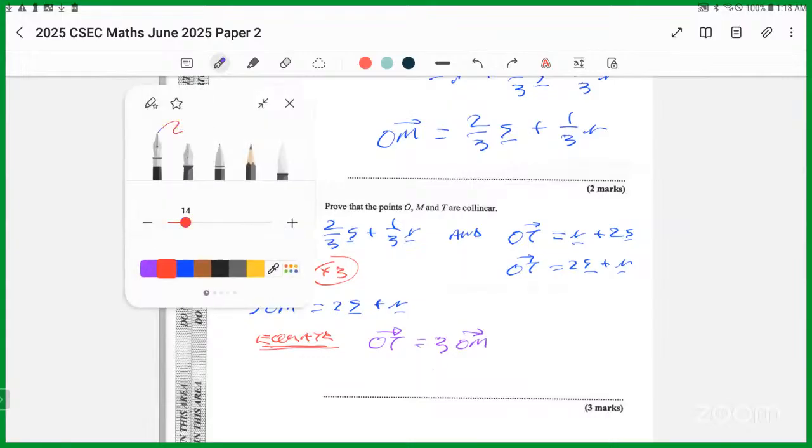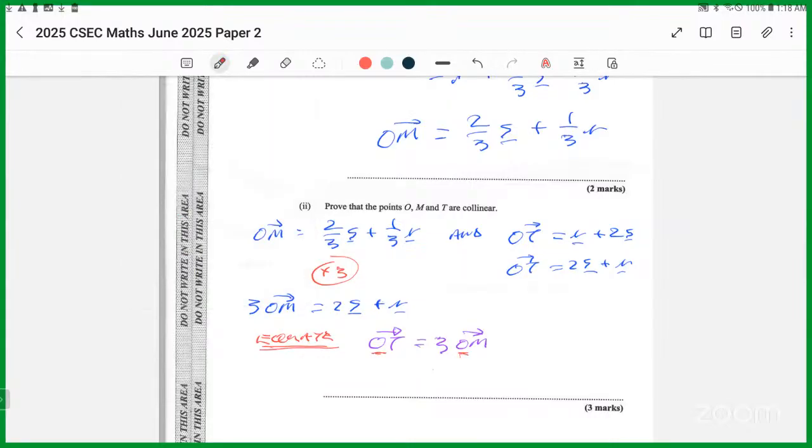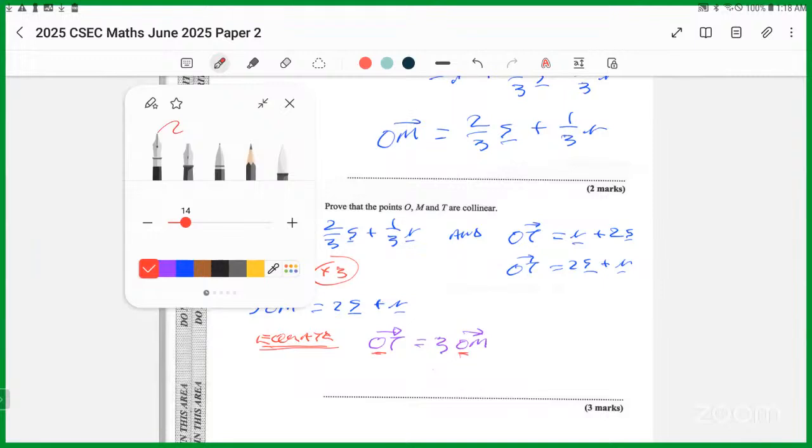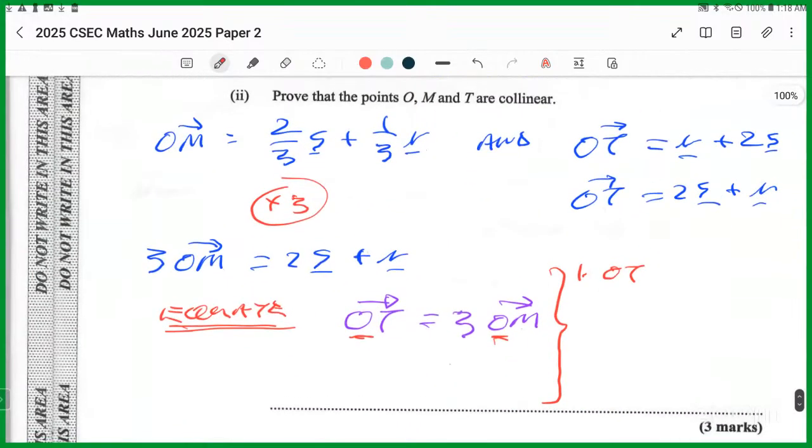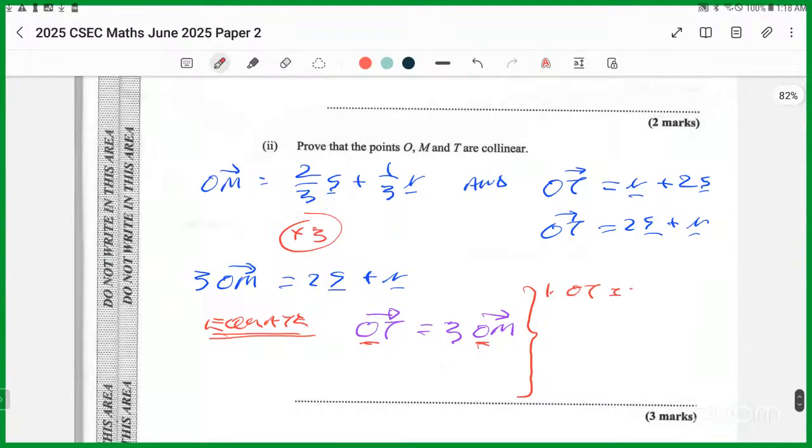And then additionally, there is a common point O. And so we have the conditions we need for collinearity. One is that you have parallel vectors. OT, let's zoom in, OT is parallel, that's the symbol for parallel, to OM, because we have this multiple, one is a multiple of the next. And the second thing for collinearity is that there must be a common point, which is O. O is a common point.